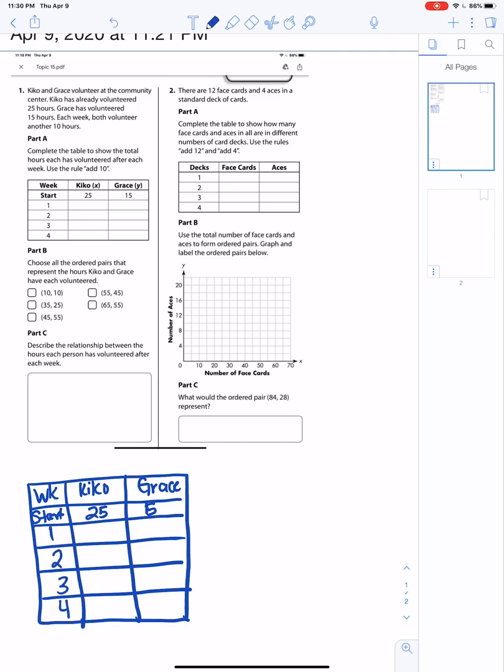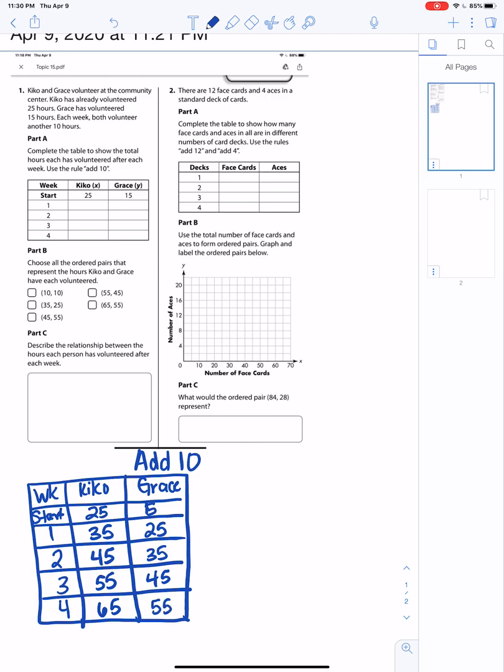Now, they said that the rule was add 10. So they're starting with different amounts of volunteer hours, but they're doing the same number of hours each week. So if I add 10, first I'm going to fill out Kiko's hours. So 25 plus 10 is 35. 35 plus 10 is 45. 45 plus 10 is 55. 55 plus 10 is 65. And 15 plus 10 is 25, plus 10 is 35, plus 10 is 45, plus 10 is 55.